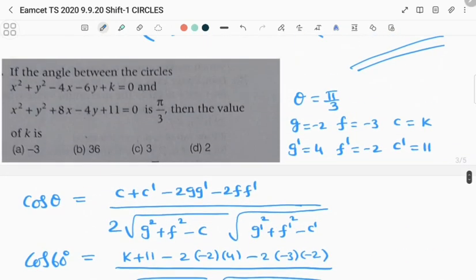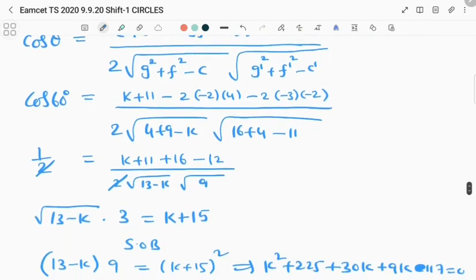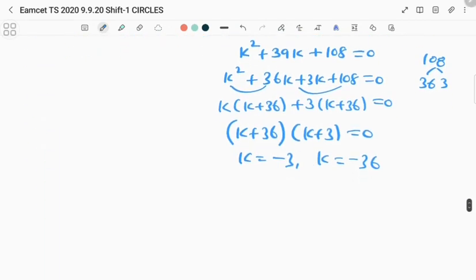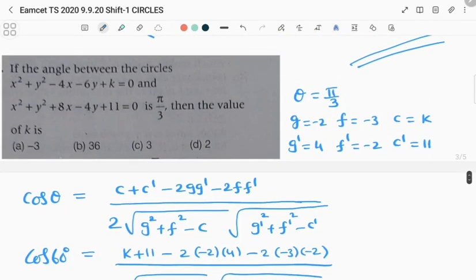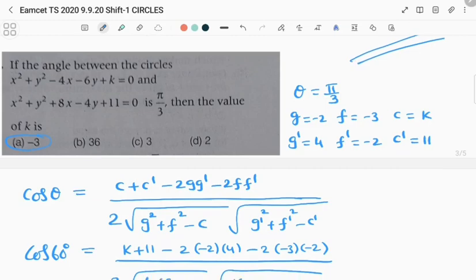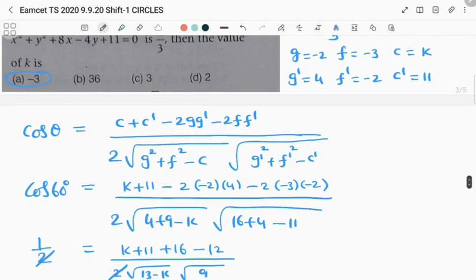So K value, which one is given? Minus 36 anyway is not there, so this is not possible. So K is equal to minus 3 is there in the options. So our answer is K is equal to minus 3. I hope everyone understands. IP problem only, IP related only. We'll move on to the next question.